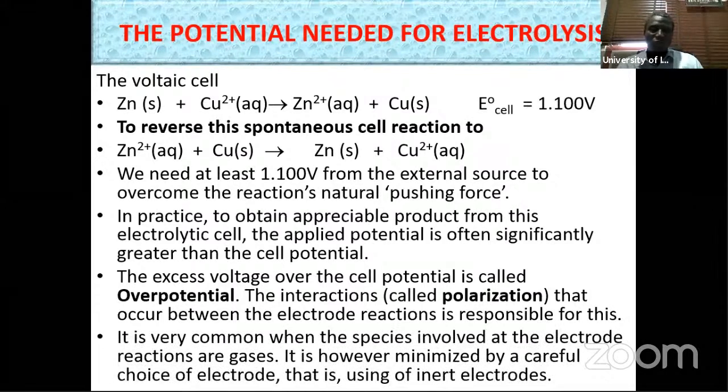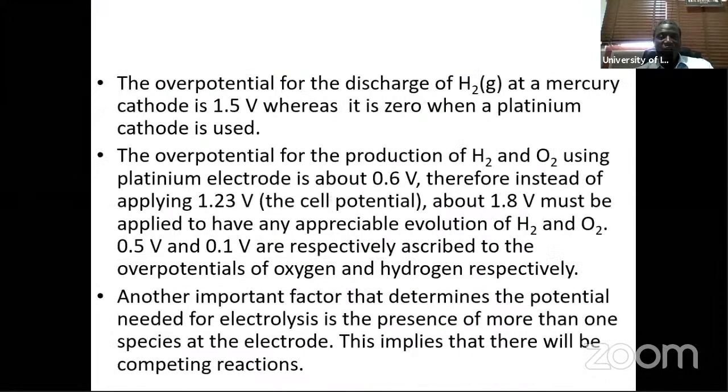And this is very common when the species involved in the electrode reactions are gases. When they are gases, the real interactions will not be as much as they ought to be. Normally, you can minimize this by carefully choosing which electrode you use for one and which electrode you use for the other. If you are using an inert electrode, the interaction between the electrode and the solution may not be so much, and therefore your polarization is reduced and your overpotential will be reduced.